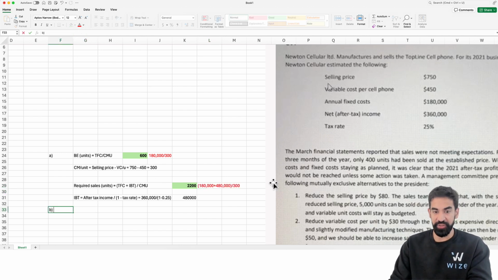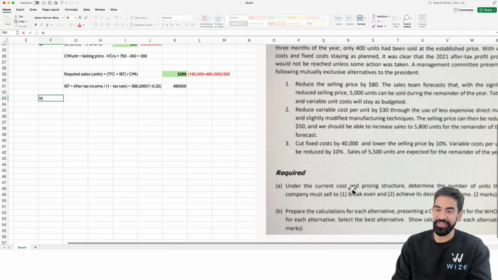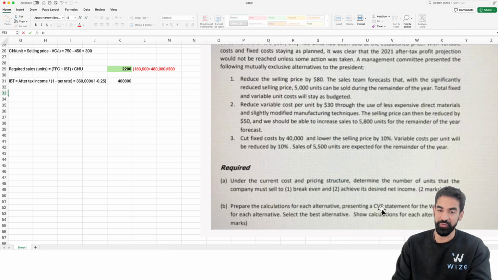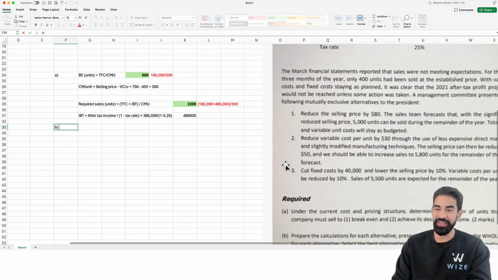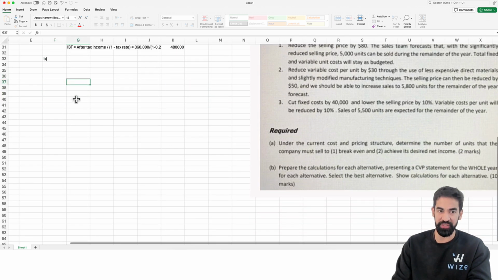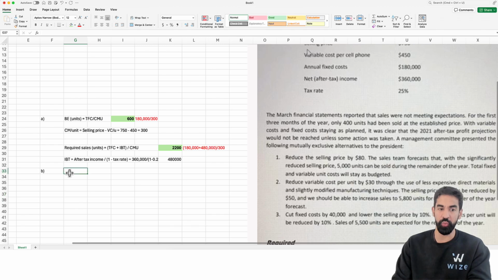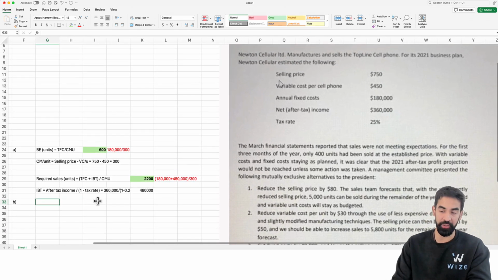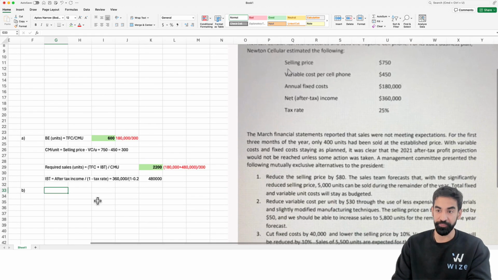Part B, where it gets fun. You have 3 different scenarios. It says prepare the calculation for each alternative, presenting a CVP statement for the whole year for each alternative. Select the best alternative. I'm not sure if they give you exactly the same question, but I'll just solve this as it is, and then I can mention what else you would do if they said it slightly differently, like if they said just for the remainder of the year. So in this question, they had said for the whole year. That means you have information for the first 3 months given in the question, and they're giving you information for the rest of the year.